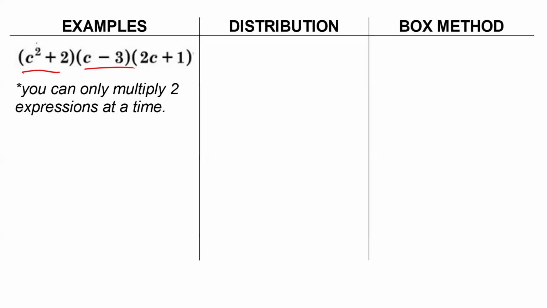So when I distribute, I have c squared times c gives me c to the third. Then I'm going to have c squared times -3, which gives me -3c squared. Then we have 2 times c, which is 2c. And then we have 2 times -3, which gives us -6. Okay? So that one's done. So now I just have this. So to keep it surprising for y'all, I'm going to then switch to the box method. So now I have a 2 by 4, because I have a binomial times a polynomial.